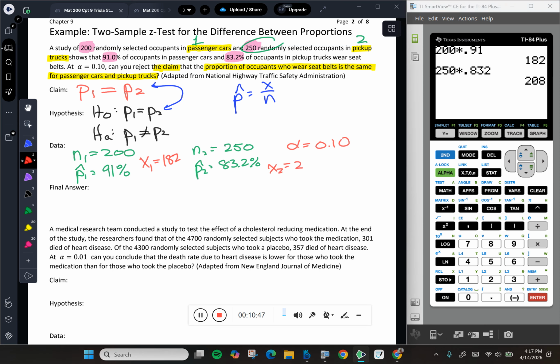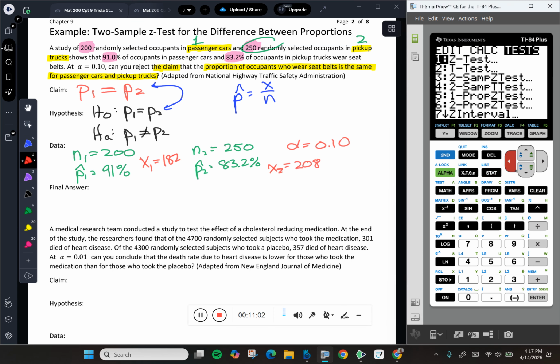Now I do want to point out something. In this example, both of our x's worked out to be whole numbers. If either of them had come out to be a decimal, I would then just round appropriately to get it to be a whole number. Okay, so now I'm going to go back and run my test.